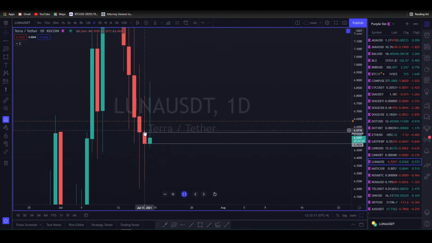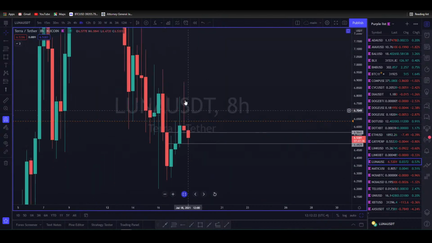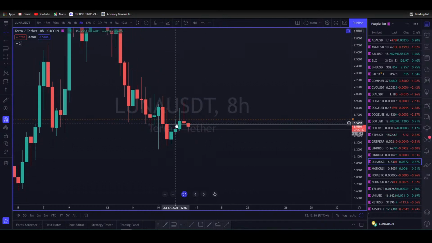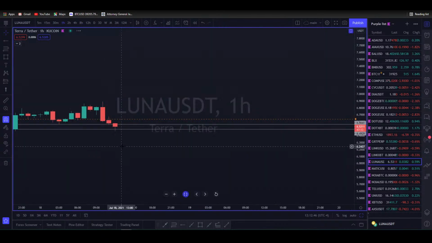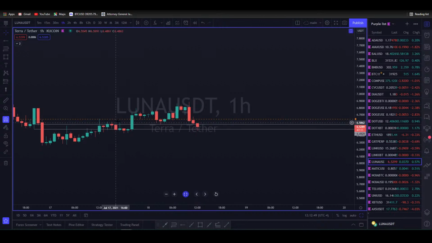So there's the open, there's the close of yesterday. At that point, you can go into an 8-hour time frame and see where those areas are. Obviously, it's tight because it was such a small range day, with this being the low and this being the high. So basically what you're looking for when you're in smaller time frames is you're watching how price reacts around daily opens and closes, 8-hour opens and closes, hourly opens and closes, right?